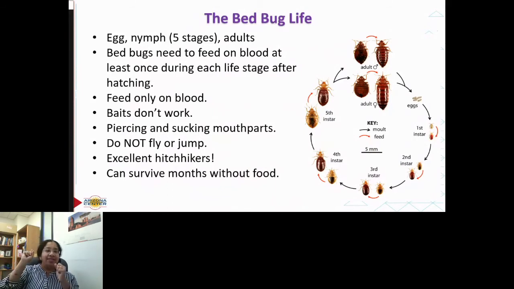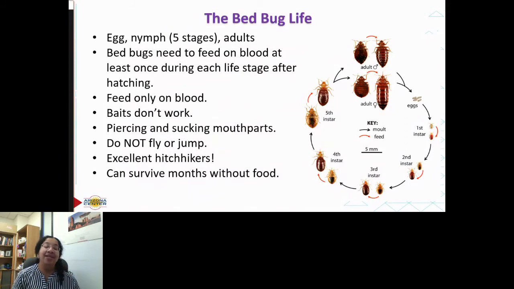So a bed bug life cycle has these different stages. They have eggs, they have nymphs or the young ones, 5 stages, and then there are the adults. And bed bugs need to feed on blood at least once during each feeding stage in their life cycle. Other than the eggs, all of the other stages need blood. And once they're adults, they typically need to feed at least once a week. Twice a week is great, but at least once a week.